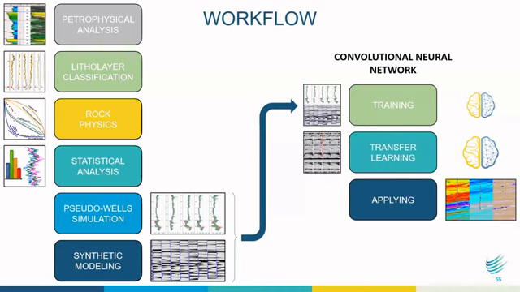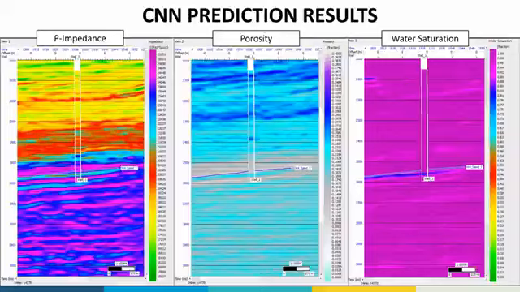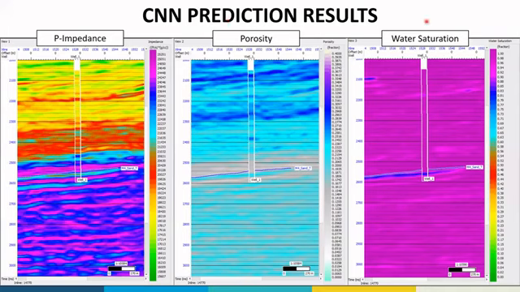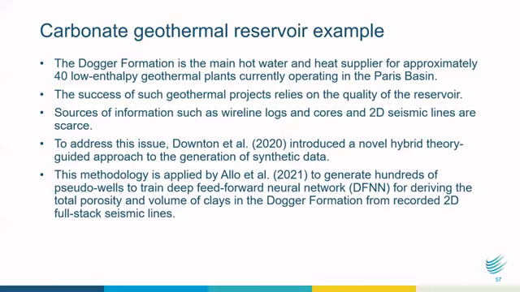So now, when we have this updated CNN operator, we can apply it to a whole volume. And finally, after applying it, we have volumes of interested target properties as a result. So volumes of P impedance, porosity, what we are looking for, and water saturation, for example. So we know that any property could be used as a target here. It depends on the rock physics model you use for that.